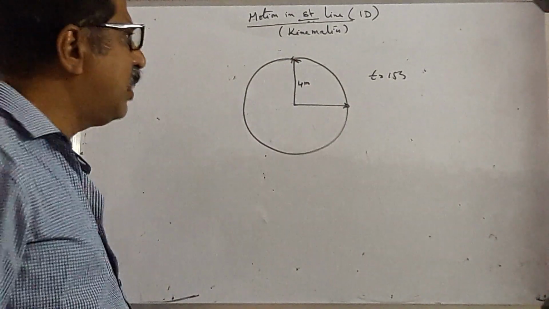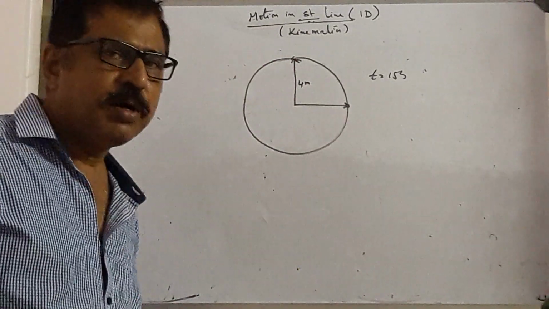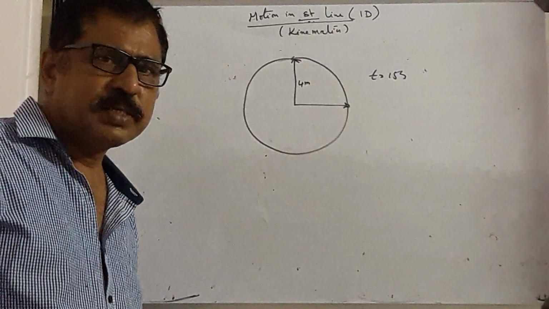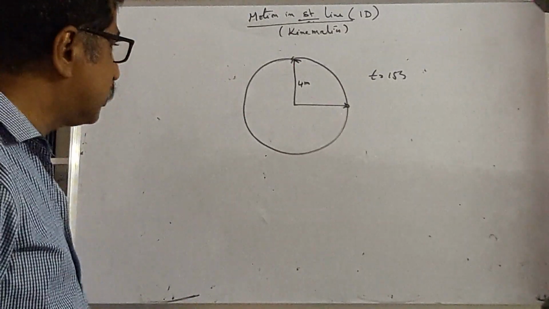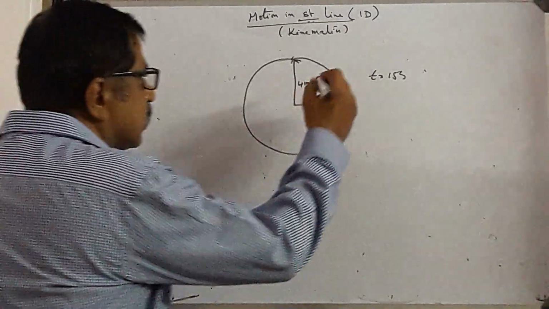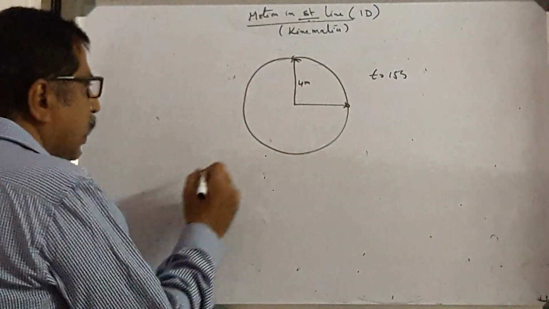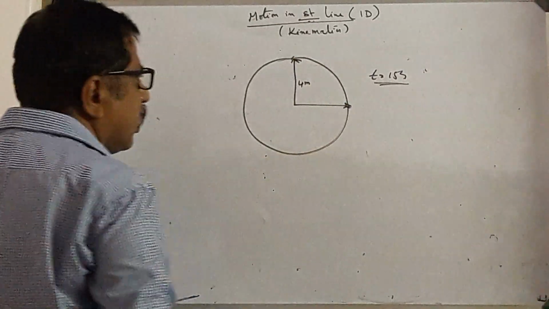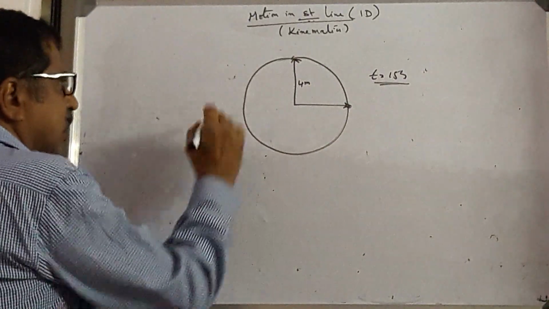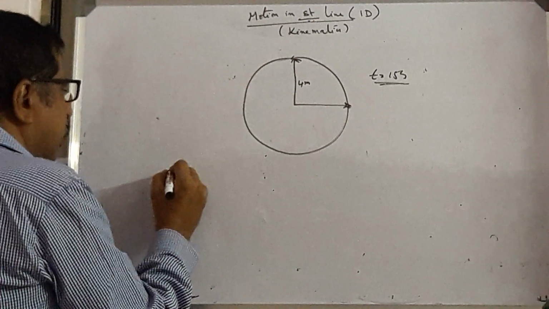What is the distance traveled? What is the displacement covered by the tip of the seconds hand? What is the average speed and the average velocity we want to find out? Thus, in 15 seconds it reaches this point.